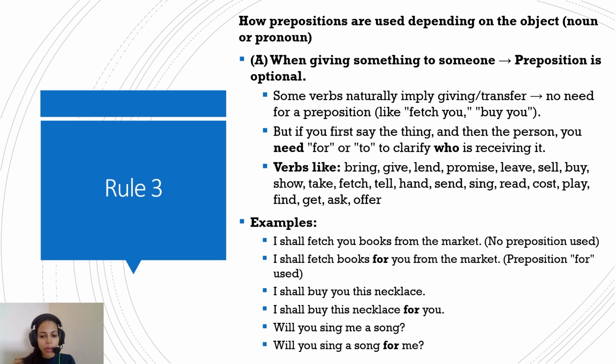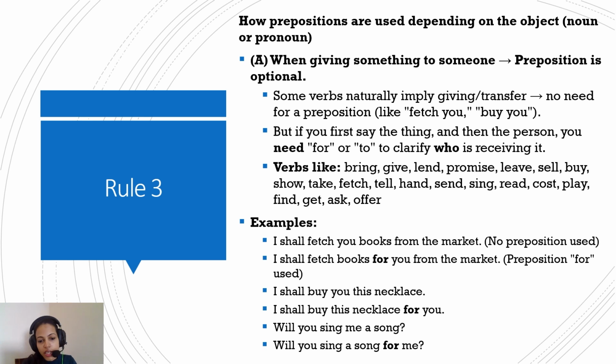Okay, so basically the placement of the object is determining whether the preposition is to be used or not. If the object is placed before the pronoun, in that case there is a need of using a preposition, because it is not clear who is at the receiving end. So I shall fetch you the books. Here fetch you is giving you the relationship itself. You do not need a preposition here. But in the second statement, I shall fetch books for you from the market, where books are placed before you, if you do not use the word for, it will not be clear for whom the books are being brought.